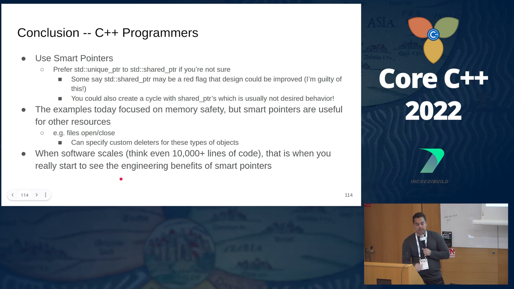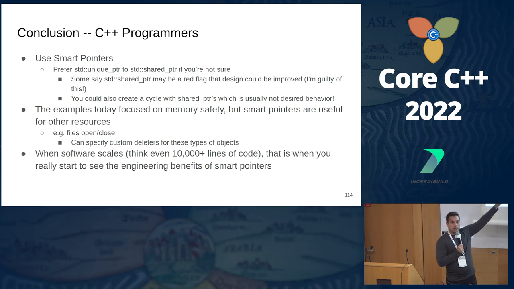And that's where you get almost built-in documentation by choosing shared pointer, unique pointer, weak pointer, maybe your own type, etc. The examples today have also focused on memory safety, but we can use smart pointers and these types of ideas with other resources, like opening and closing a file or a socket. So you can assign custom deleters or things that happen on a resource. So it's not just about memory safety either.